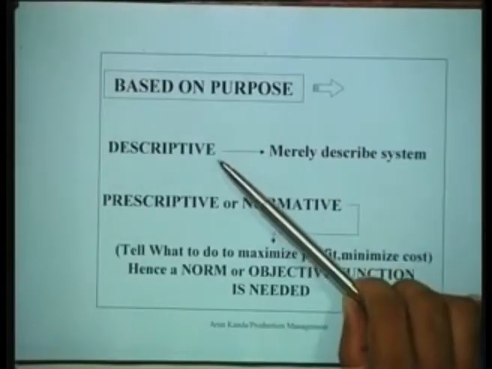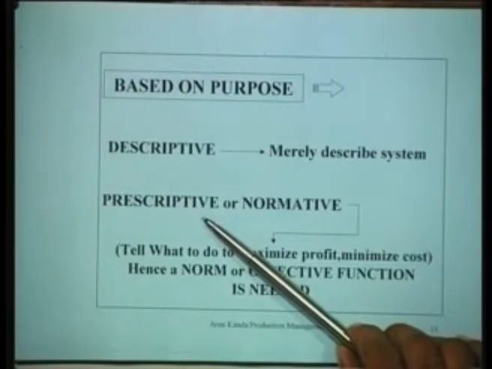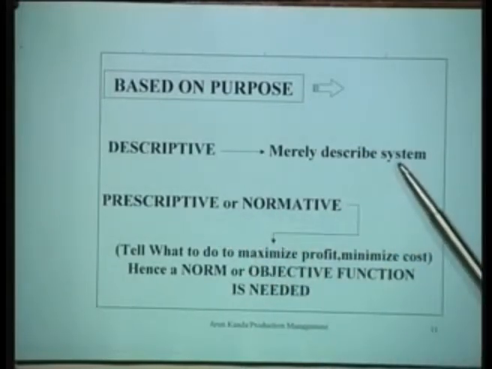So, these models are essentially very, very robust. Based on the purpose, we can classify models into descriptive and prescriptive. Descriptive models are those models which merely describe the system: this is what will happen if you do this. A typical example: all queuing models are essentially descriptive models. They say that if this is the arrival rate and this is the service rate and this is the queue discipline, then the average queue length will be such and such, and so on. That is a descriptive model.